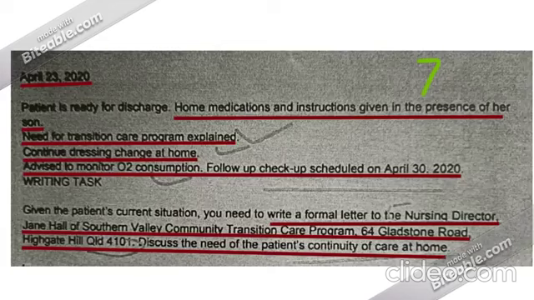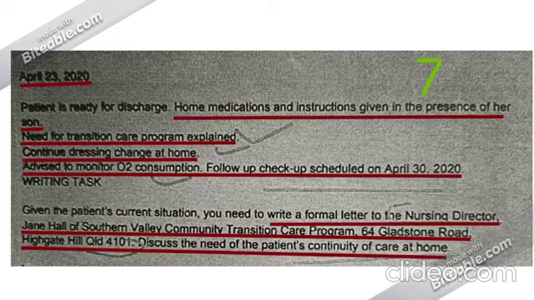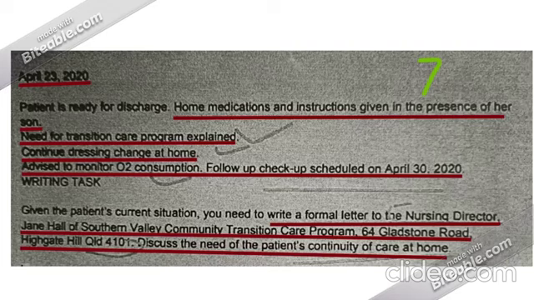Again, April 23, 2020, this is the letter date. The patient is ready for discharge. Home medications and instructions were given in the presence of her son. Okay, that one you have to note down. In addition, the need for the transition care program is already explained.